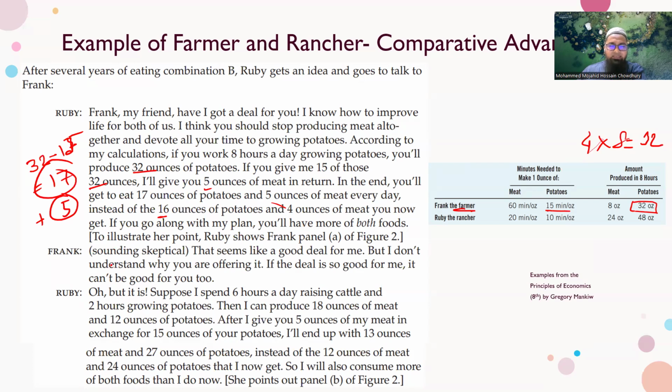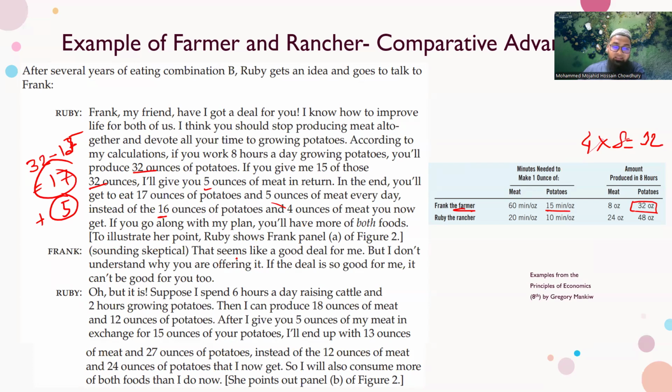And Frank, the farmer, says that seems like a good deal for me, but I'm not sure why you are offering it. Because if the deal is so good for me, why can it be good for you too? It's like the farmer is thinking it's a zero-sum game.